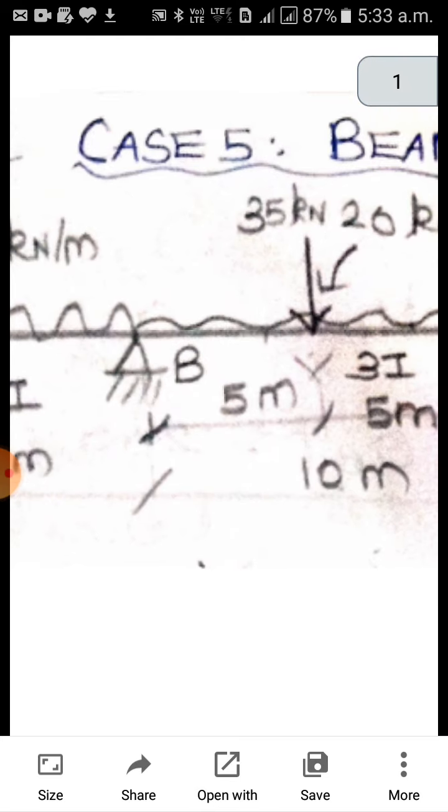On structure analysis 1, this problem is a very good problem. It will be a revision of other cases also. So see the problem, case 5, beam with hinged end support. See the beam, the end support is A. A is hinged or simply supported end.